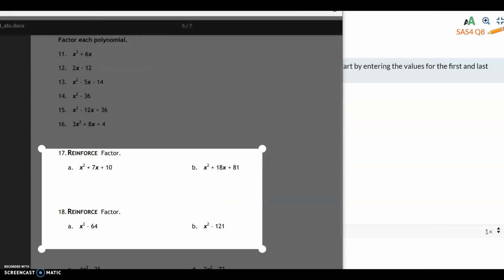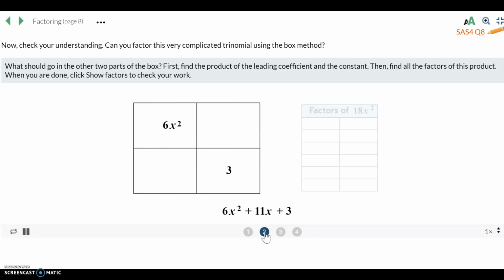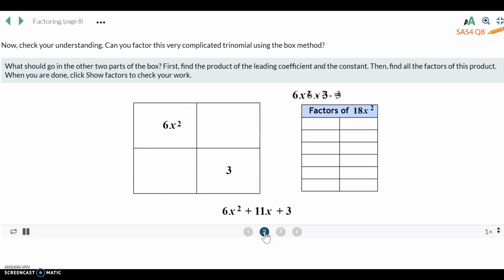So let me remove that. Let's look, and they showed us that here. We know that box 2, or this box right here, has to be the product of. So we have to find all the numbers that would multiply together to put in here.